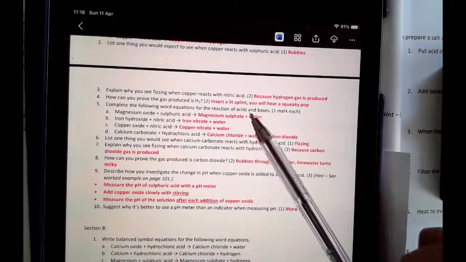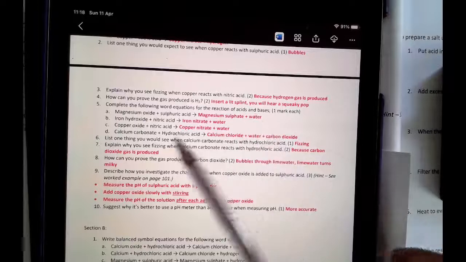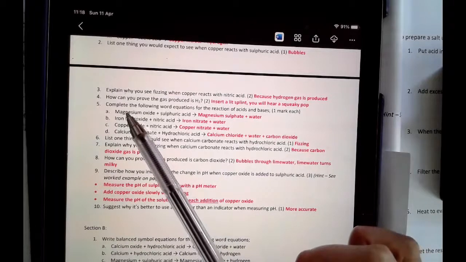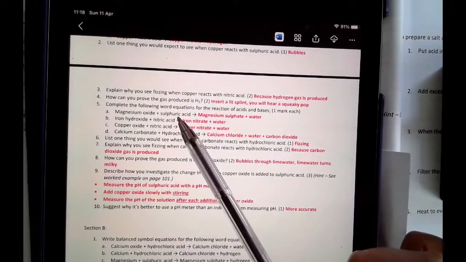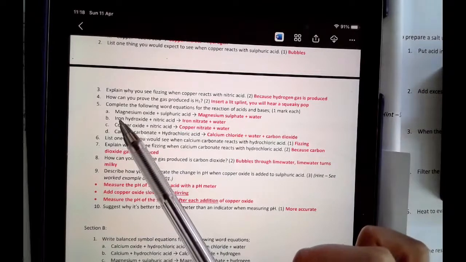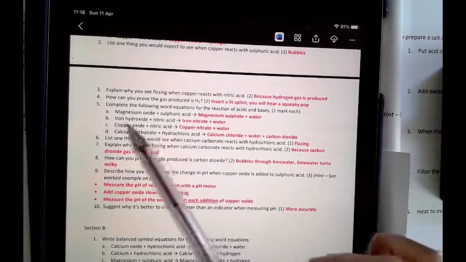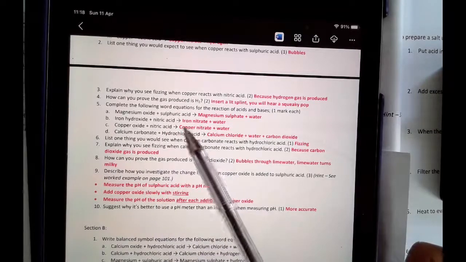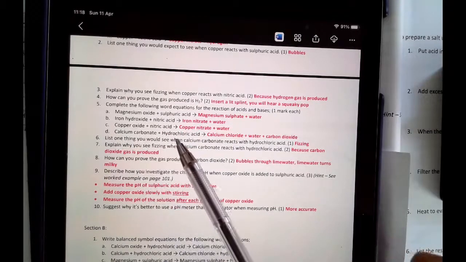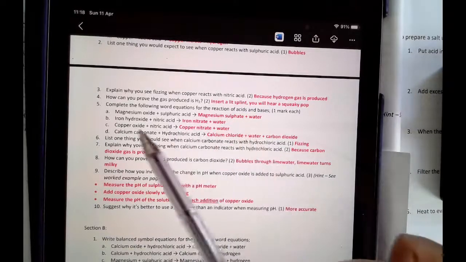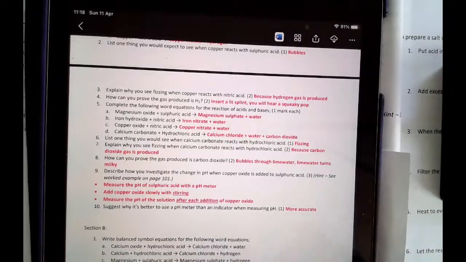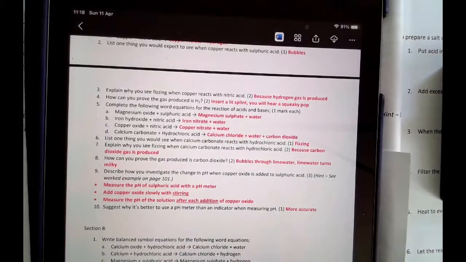Complete the equations for the reactions of acids and bases. So the metal from the base is magnesium. It ends in sulfate because it's sulfuric acid. The metal is iron. It ends in nitrate. The metal is copper. It again ends in nitrate. The metal is calcium, and this time it ends in chloride. You are always forming water, and when you've got a carbonate base, you're also forming carbon dioxide. So acids and bases gives you salt and water.